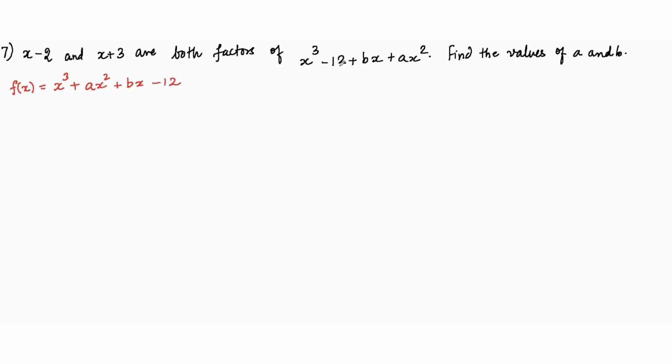What I've done is I've arranged the polynomial in the standard form where the powers of x are in decreasing order. It's given that x minus 2 is a factor, so x minus 2 is a factor, which implies f of 2 should be equal to 0. So which theorem states this? The factor theorem states this.